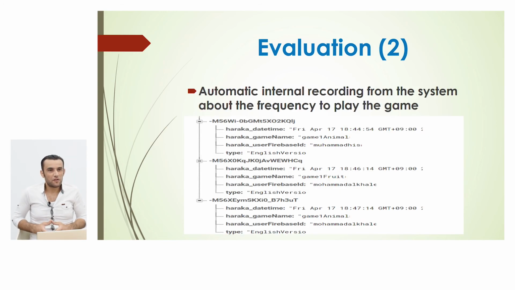This is an example of a record from the system. For example, this one, with the ID Muhammad HIS, played game 1, animals. So the animals from the first game. Which version? It's the English version. There is an English version, an Arabic version, and a Japanese version. So that helped me know more about what attracts the children and what does not.